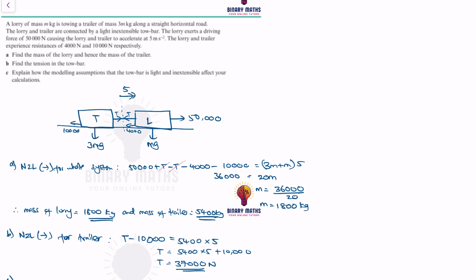Part C, explain how the modeling assumptions that the tow bar is light and inextensible affect your calculations. So light means tension is the same throughout the length of the tow bar. Also, the mass of the tow bar is negligible.